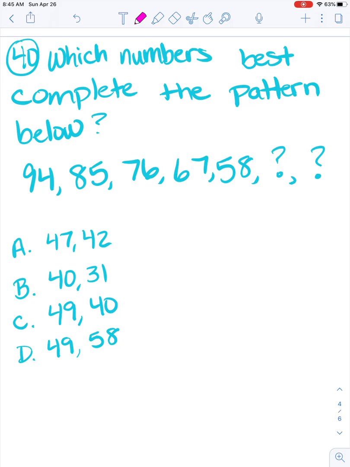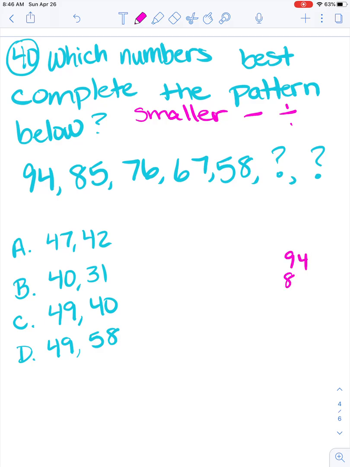Okay, moving on to 40, it says determine which numbers best complete the pattern below. So we went 94, 85, 76, 67, 58. Notice that the numbers are getting smaller. If the numbers are getting smaller, we are either going to subtract or divide. If the numbers get bigger, we're going to either add or multiply. Because the numbers are getting smaller, we're going to either subtract or divide. Subtraction's easier, so we're going to subtract and see how we do.